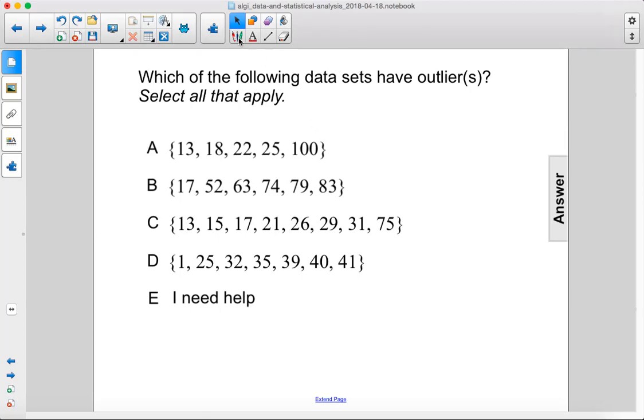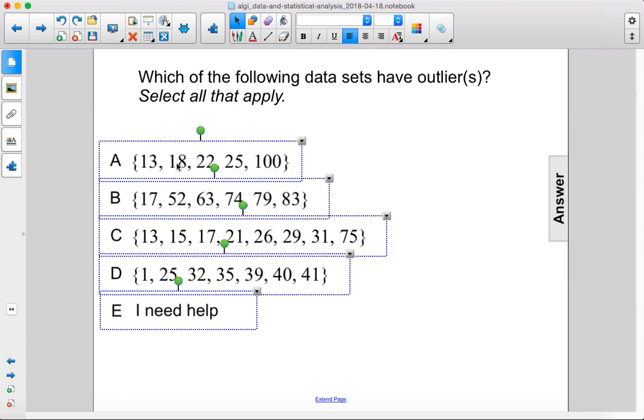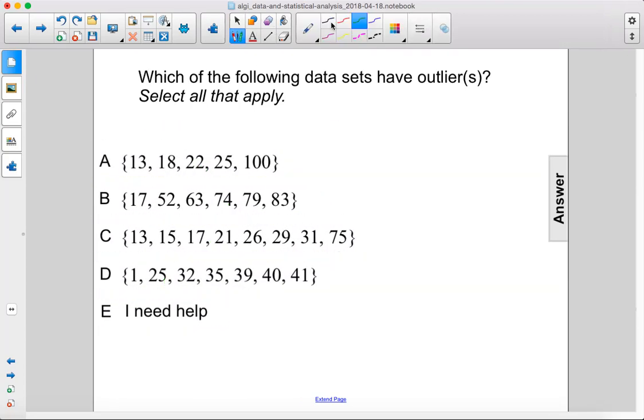Which of the following data sets have outliers? Select all that apply. All right, I'm going to move these over a little bit to give us a little bit more room. Let's begin.